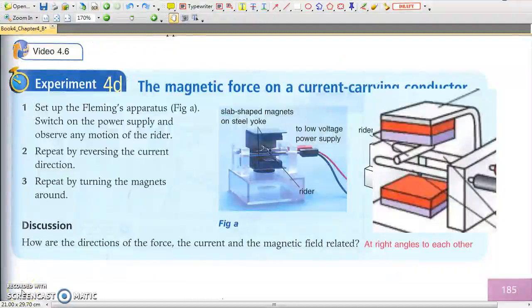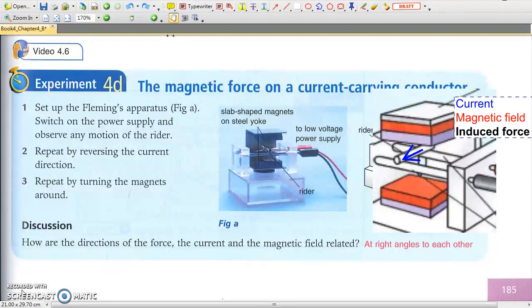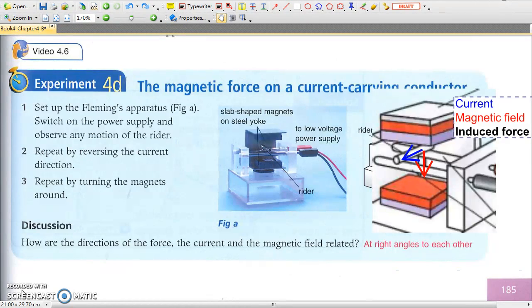So, as expected, when the current flows inside a magnetic field, the current-carrying wire will experience a force. In the video, you can see that the current, magnetic field, and the induced force on the current-carrying rod are at right angles to each other. In other words, they are mutually perpendicular.